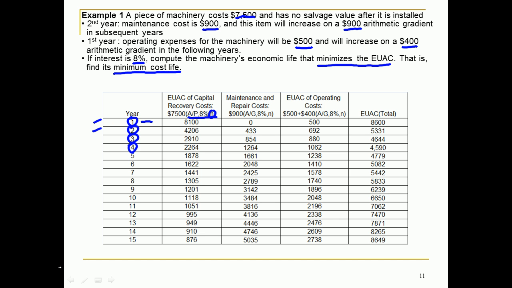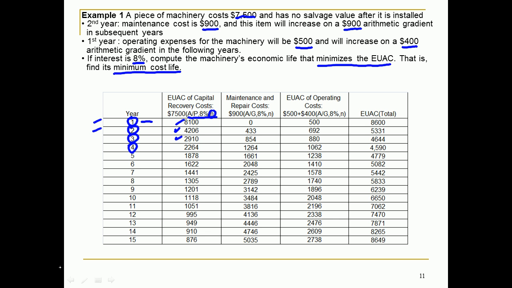So if you find the annuity for 1 year, a given P factor for 8%, that will give you $8,100. If you find the same for n equals 2, then that would be $4,206, and so on. So that's just for the initial investment.